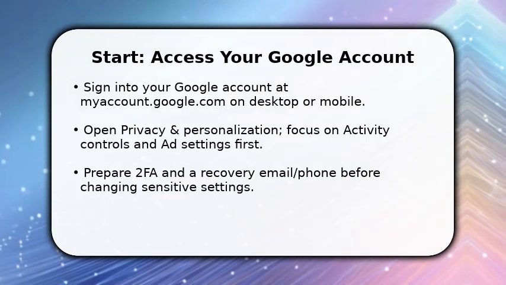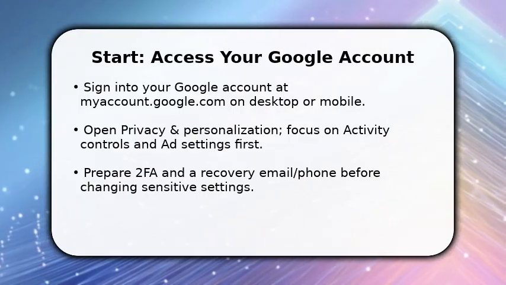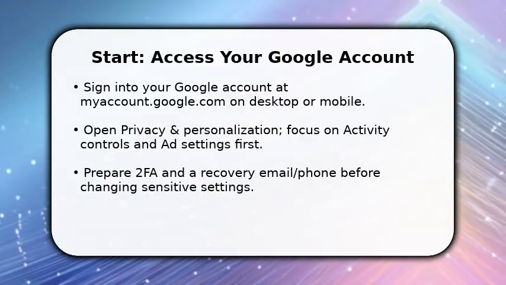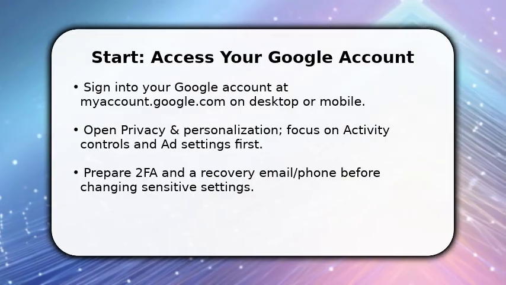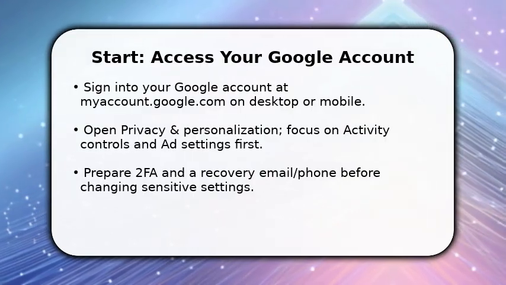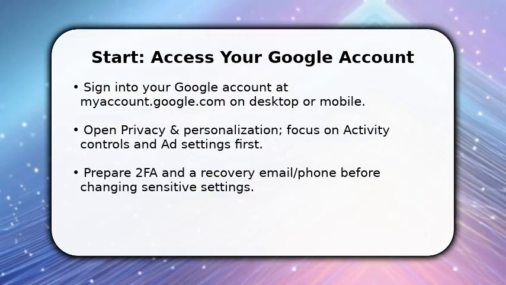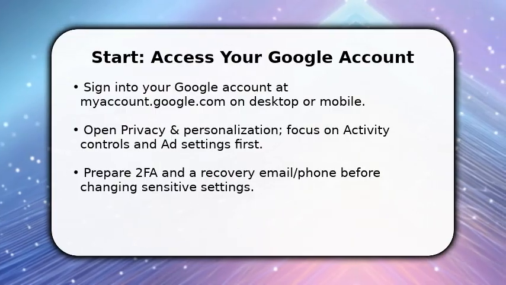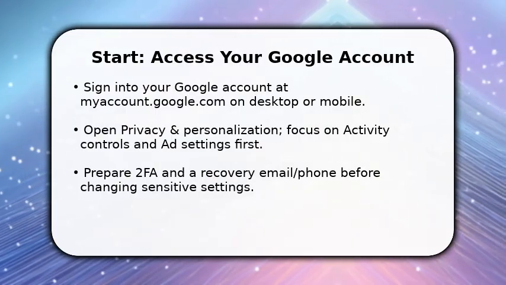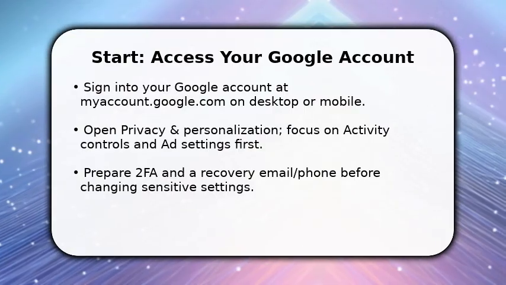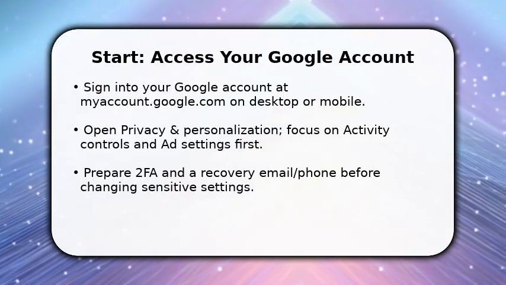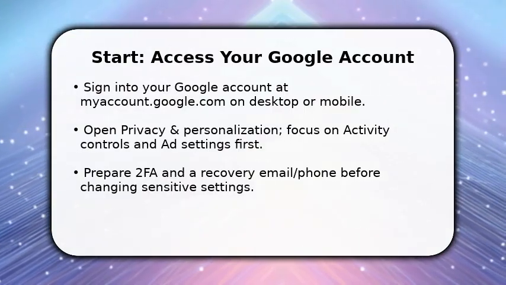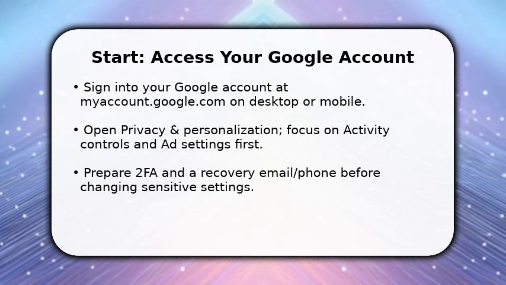Once there, open Activity Controls to pause or delete web and app activity and location history, and then check Ad Settings to limit personalization. Make sure two-factor authentication and a recovery email or phone are active so you don't lose access when adjusting permissions. These steps immediately reduce what Google stores while keeping your account secure for further changes.